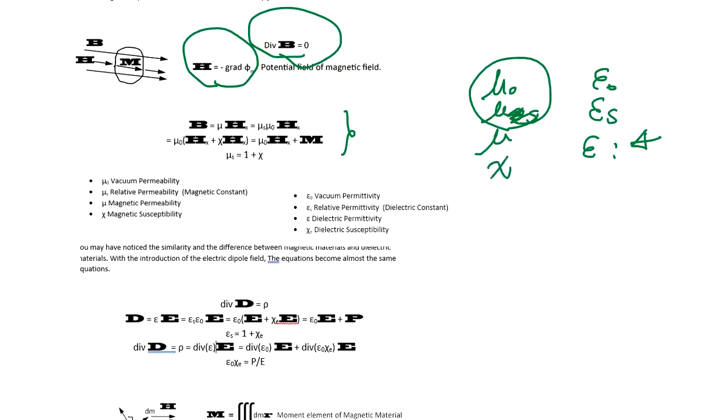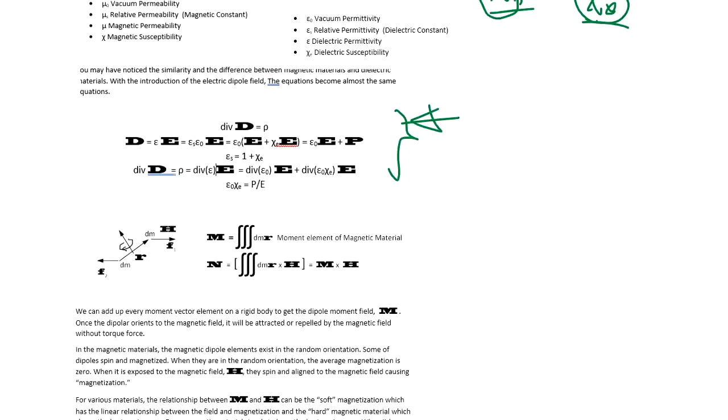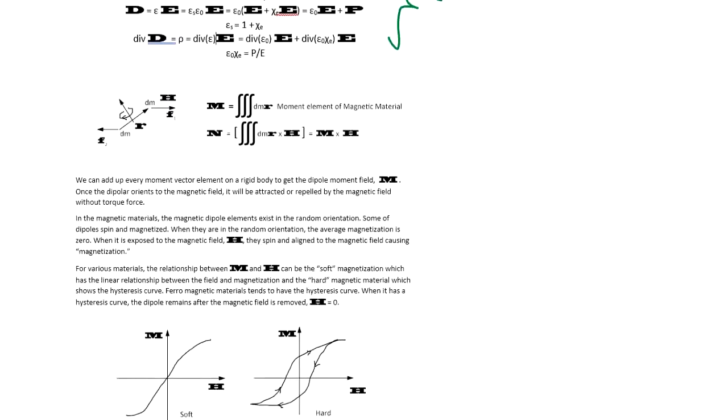So this is a magnetic susceptibility, and this is dielectric susceptibility. This is the ratio, how much dipoles are generated by the field. We already learned this in the previous video. You can go back and review. Exactly the same things happen.